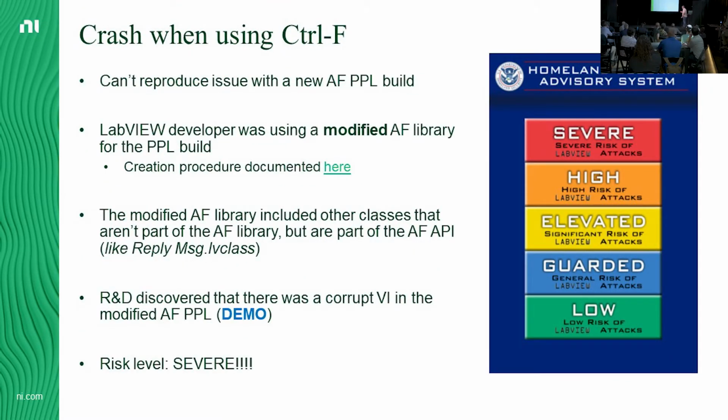But the problem is, I couldn't reproduce the issue. I took active framework from my LabVIEW, built it into a PPL, tried Control F, and it was working fine. Well, then I found out that the LabVIEW developer in question wasn't using the active framework library as it is in VILib. He was using a modified version of the active framework. And it's actually a documented way to modify your active framework. That documentation tells you how to modify your active framework library so that all the parts of active framework are actually in the LVlib. Did you know that not all the parts of active framework are in the active framework LVlib? Here, I'll show you.